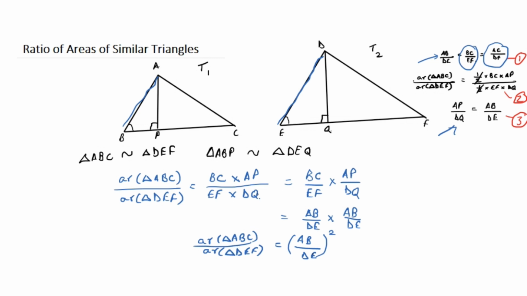And from this equation, we also got that the heights of similar triangles, since AP and DQ are heights, is also equal to the ratio of corresponding sides, since AB and DE are corresponding sides.